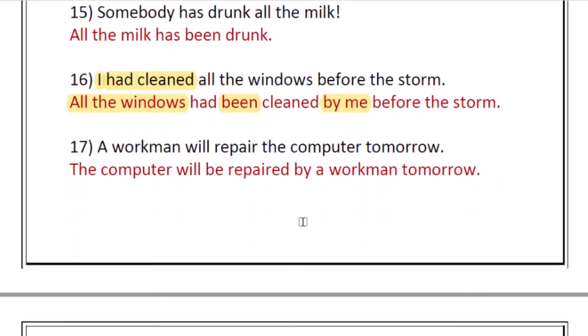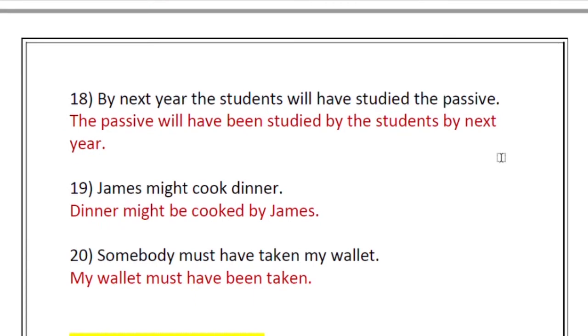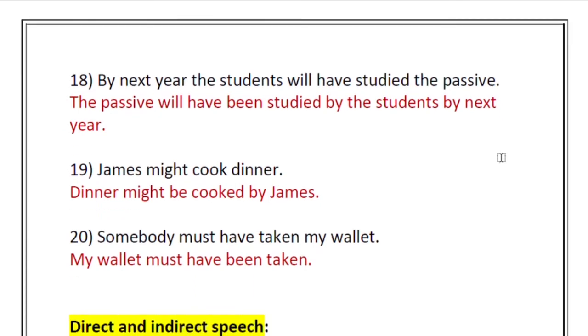Coming to sentence 17. A workman will repair the computer tomorrow. So the computer is the object, comes in front. Will be repaired, will repair changes to will be repaired. A workman is the subject, it comes behind, and tomorrow, extra information. Okay. Coming to the last three of active passive. By next year, the students will have studied the passive. So the passive is the object, comes in front. The passive will have been studied by the students. The students is the subject which comes behind, and this one extra information, add in the end, by next year.